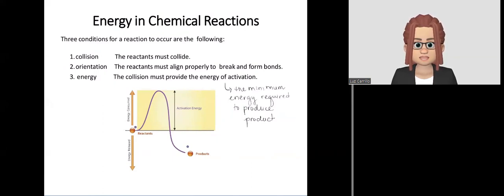Lastly, energy is involved in the system. The collision of these reactants must provide activation energy in order to produce product. By definition, the activation energy is the minimum energy that those reactants are required to have in order to produce product.